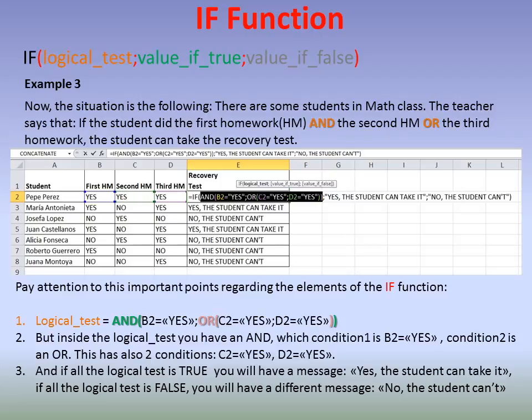Pay attention to the syntax of the logical test. We have an AND, open parentheses, the first condition of the AND, semicolon, the second condition of the AND, which is an OR, and you have to close the parentheses of the AND at the end. It is highlighted in color green. So again, as I told you at the beginning of the explanation, don't forget the syntax of the functions. Otherwise, you will have many mistakes in your exercises. Got it?